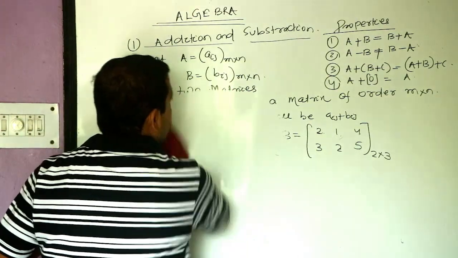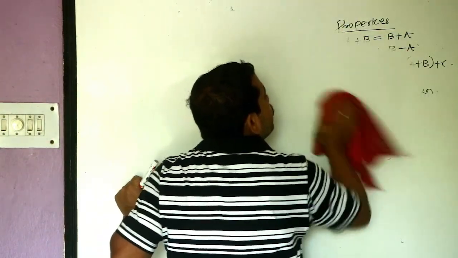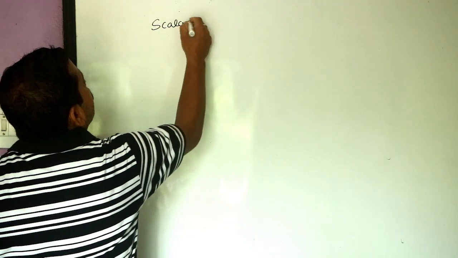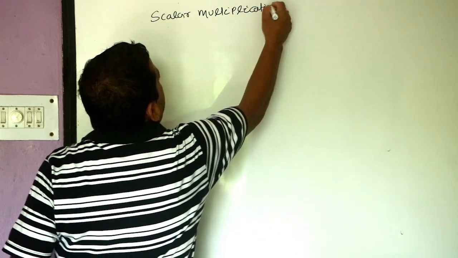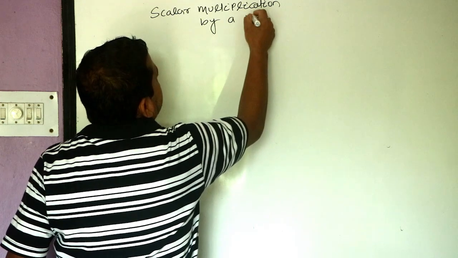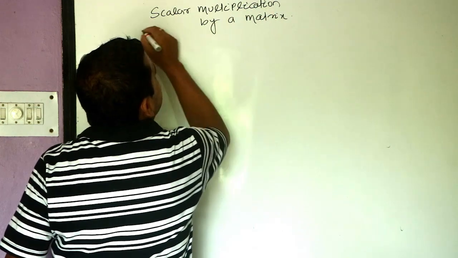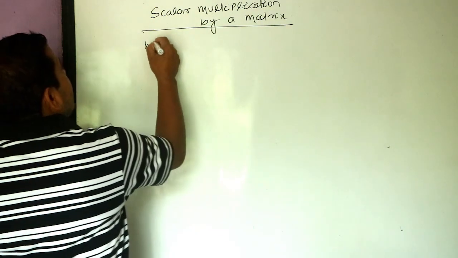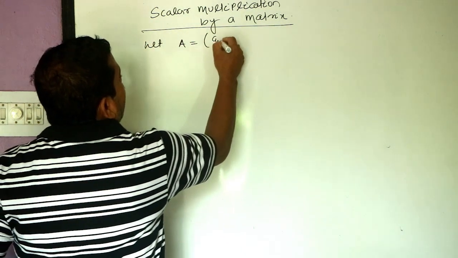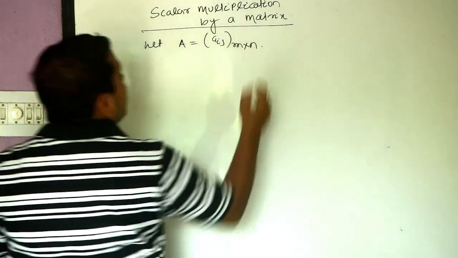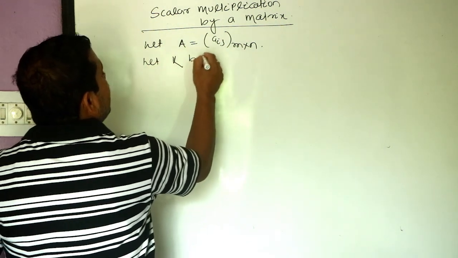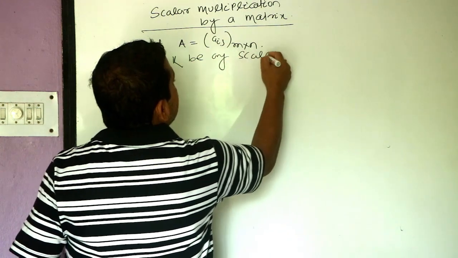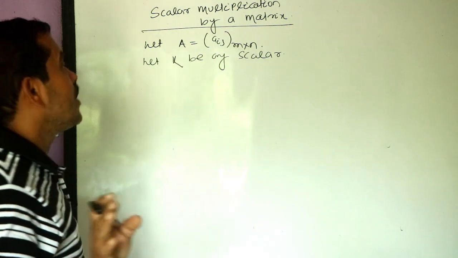Next, scalar multiplication of a matrix. Let A equals Aij, that is, A is a matrix of order m cross n. Let K be any scalar, meaning K is either a real number or a complex number, any constant.